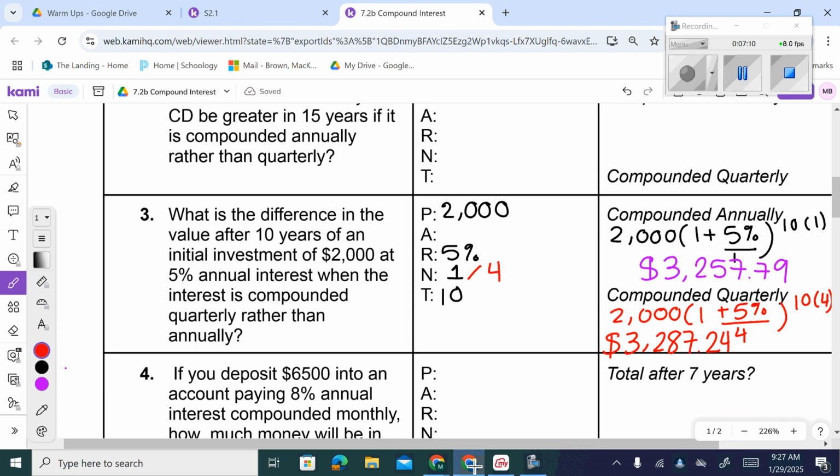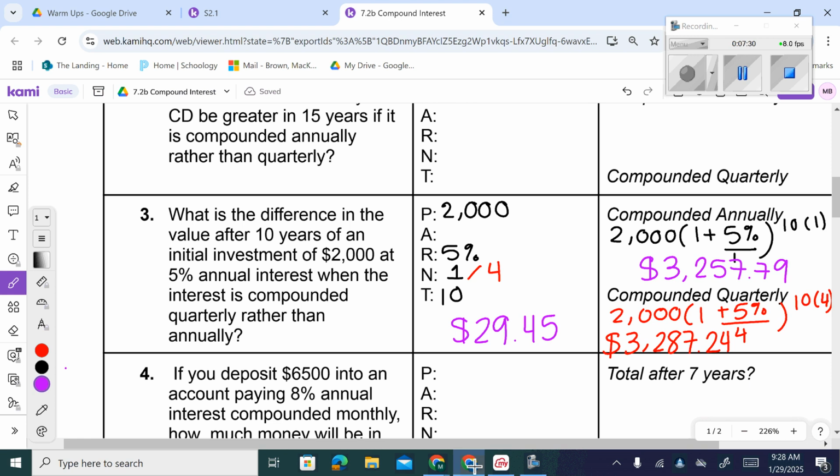All right. Now, is that what the problem asked you to find, or was there another question? What did the question ask you to find? The difference. How do you find the difference between these two numbers? Subtract them. And what should you get when you subtract them? $29, and I think you should get 45 cents if you rounded correctly.